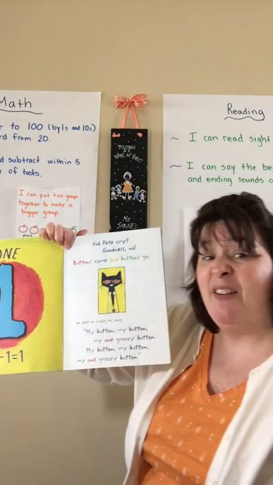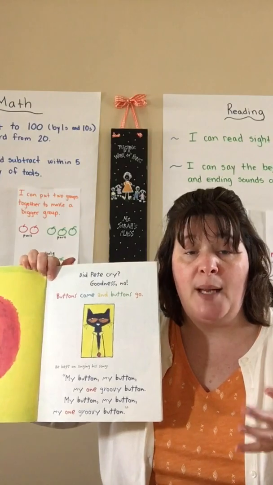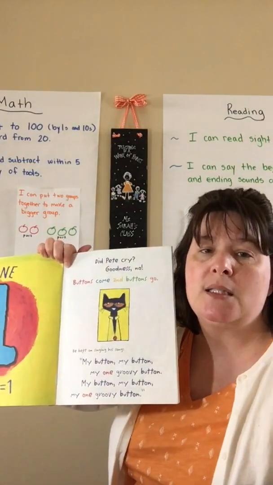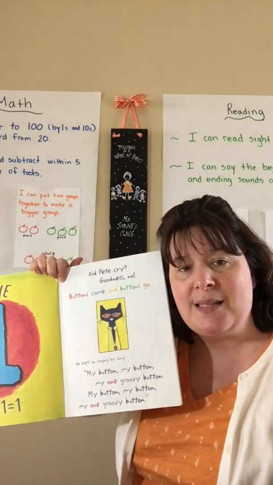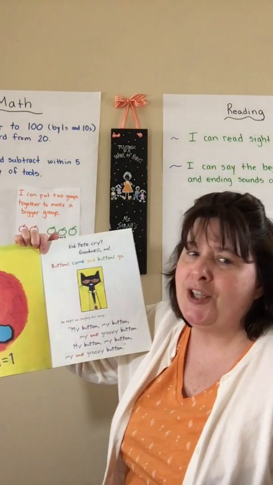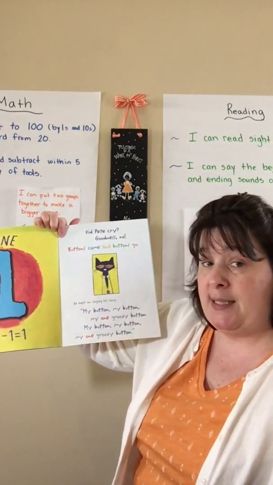Have you noticed that every time one button goes away, the total amount of buttons Pete has left is less? When you subtract, you end up with less as your whole. Did Pete cry? Goodness, no. Buttons come and buttons go. He kept on singing his song.